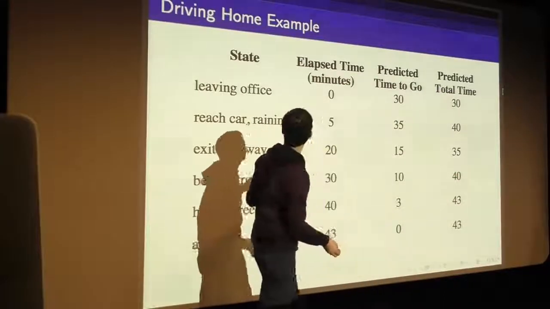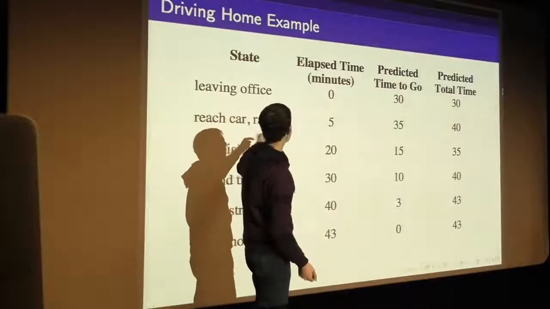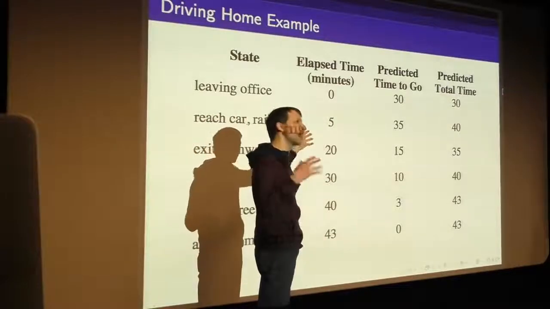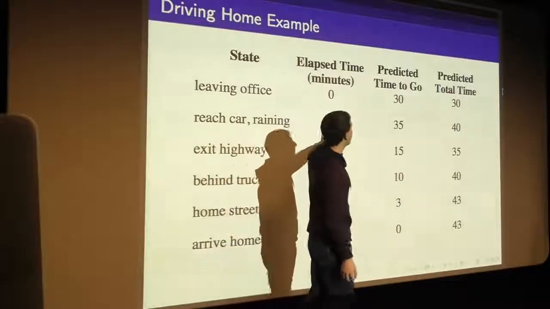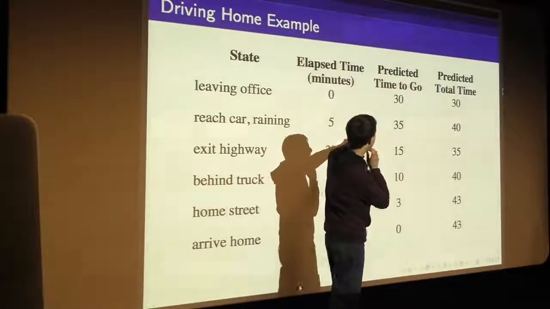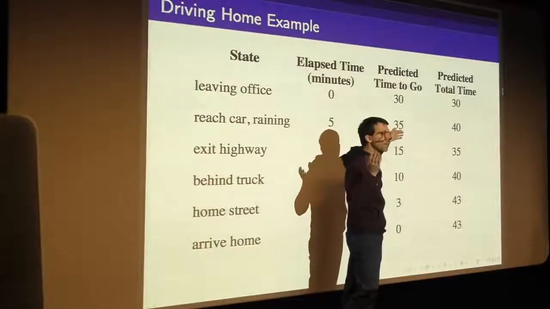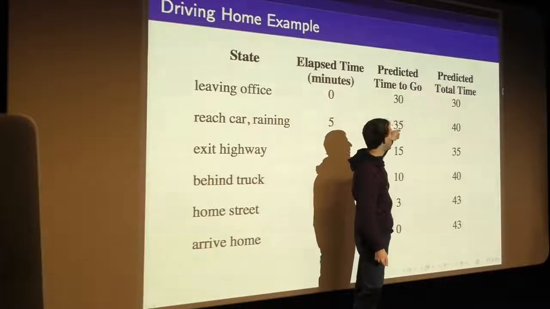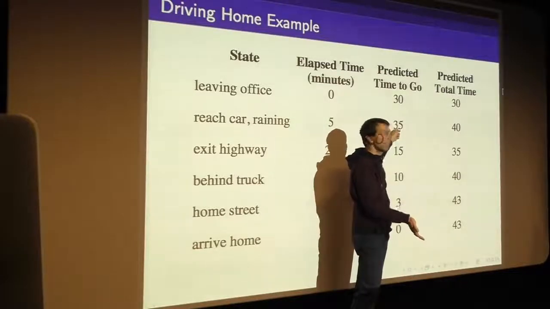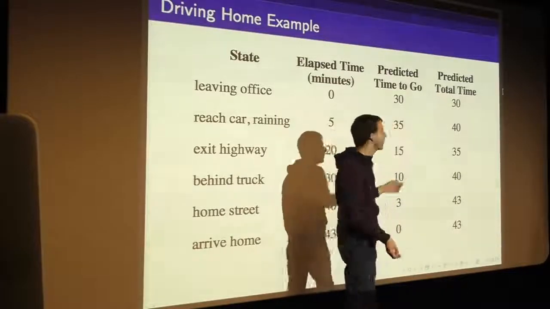But maybe then I leave the office and reach the car and see that it's raining, and I think, oh, I'll have to drive a bit slower, there'll probably be more traffic. It took me 5 minutes, and now I think, since it's raining, it's going to take me slightly longer. So I think it's going to take 35 minutes to get to the office now, giving a total of 40.